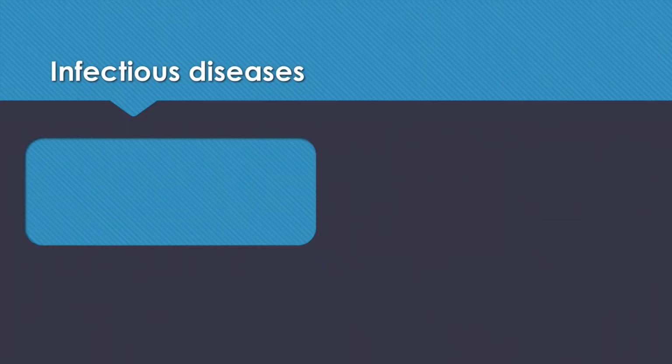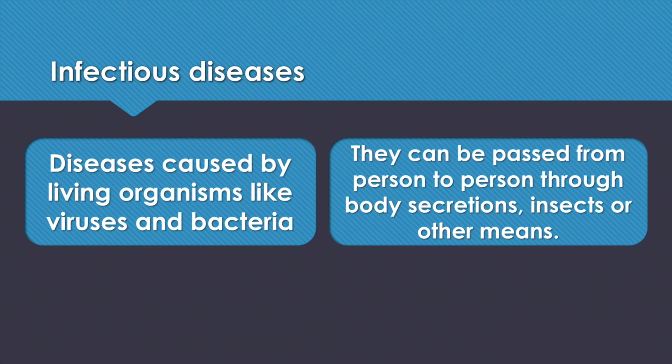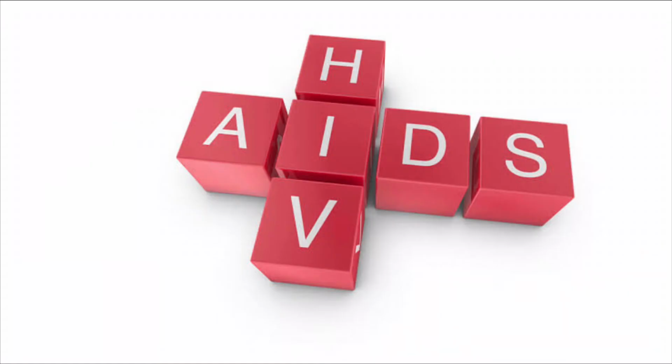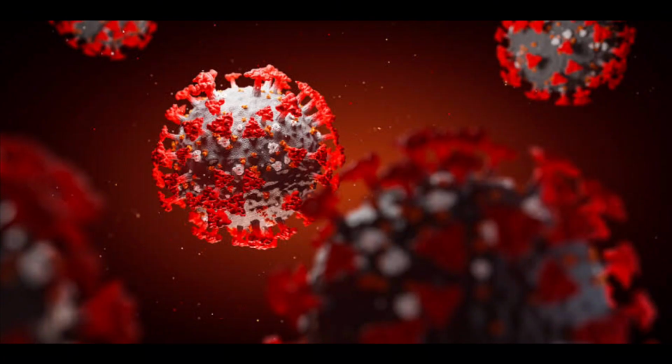The most severe of the three is the infectious diseases. These diseases are caused by living organisms like viruses and bacteria. They can be passed from person to person through body secretions, insects, or other means. So the examples are HIV, tuberculosis or TB, and coronavirus or COVID-19.